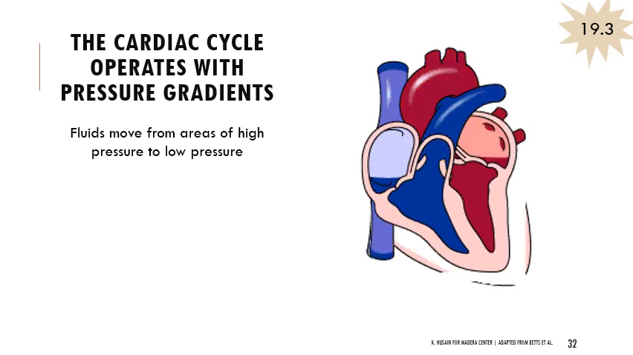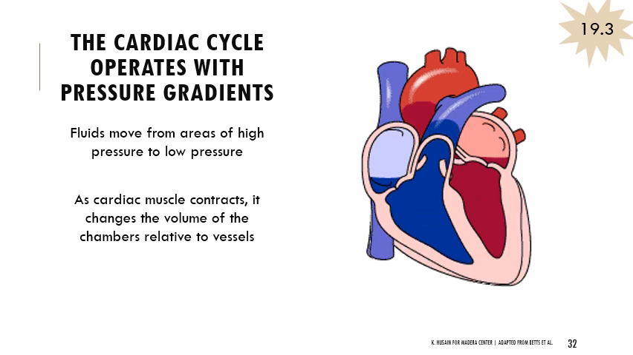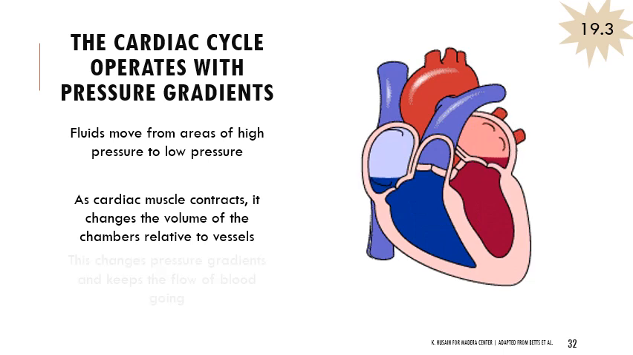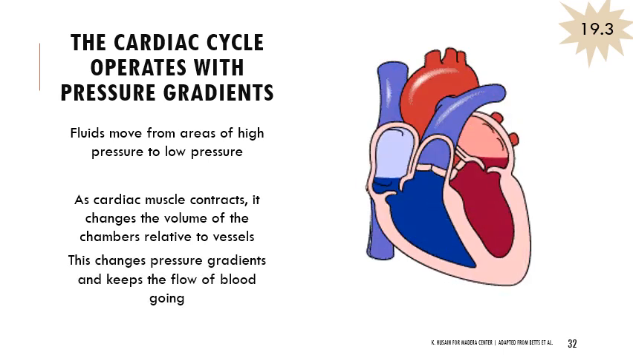Fluids are going to move from areas of high pressure to areas of low pressure. So again, as cardiac muscle contracts, it changes the volume of those chambers and it changes the pressure gradient of those chambers relative to the vessels that they're connected to. So that change sets up this pressure gradient and it allows us to keep the flow of blood going in a consistent manner.